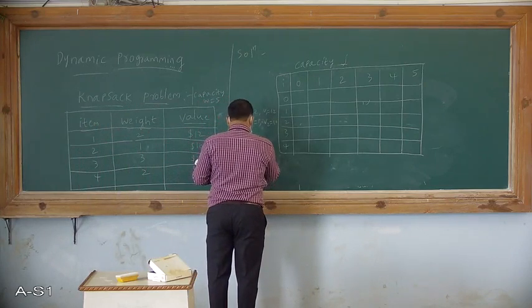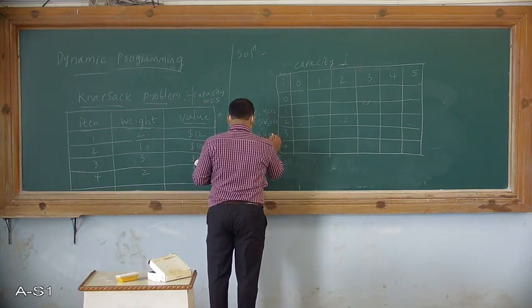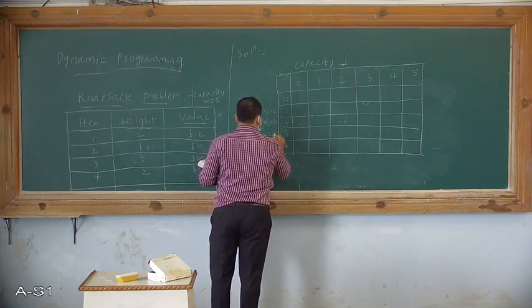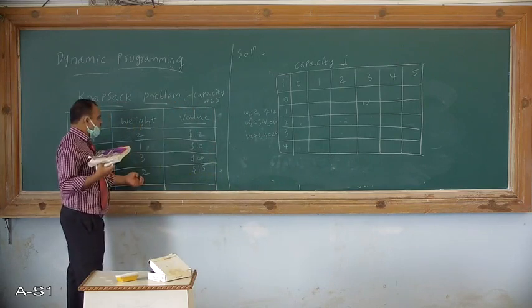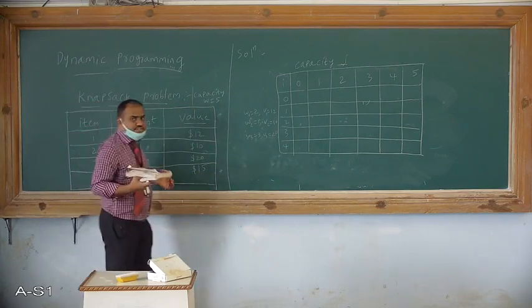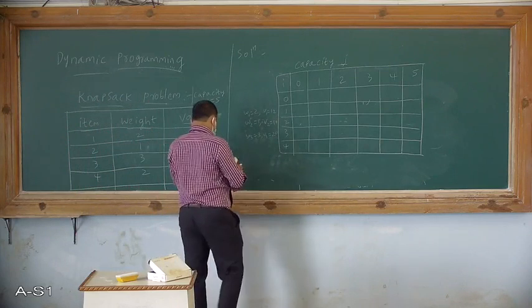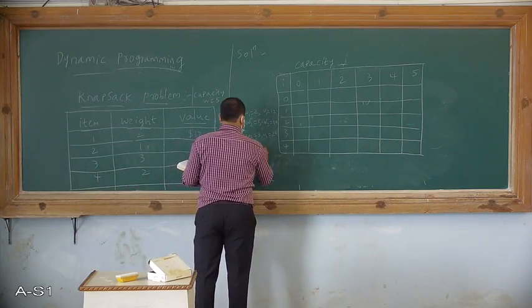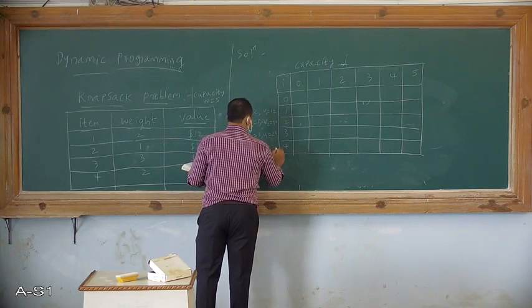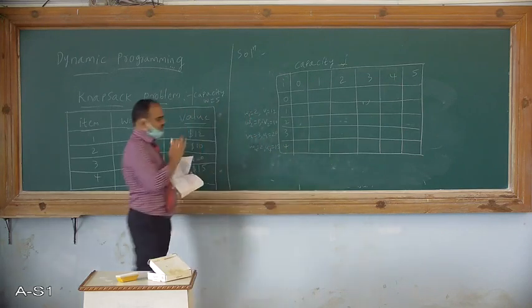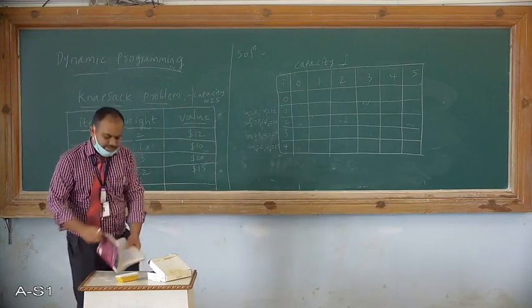W3 is equal to 3, V3 is equal to 20. Next case. What is the value associated with item 2? Weight is 2 and value is 15. So I'll write it as W4 is equal to 2, V4 is equal to 15. So these things we have written already.